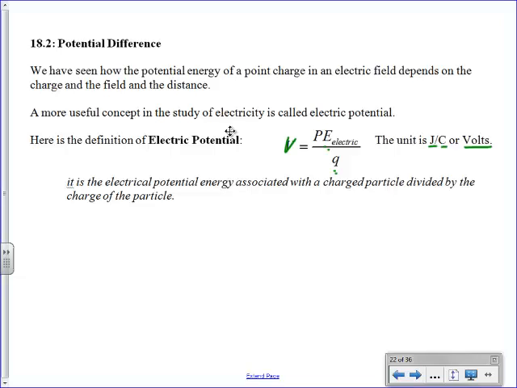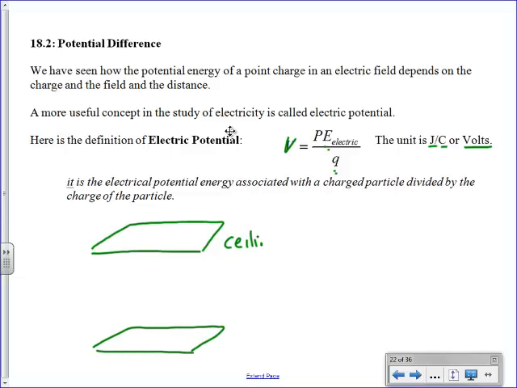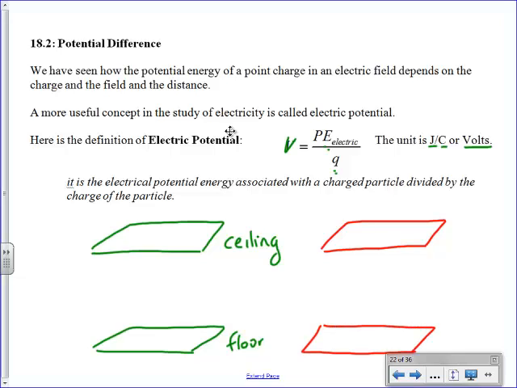Now let's think about why this is a useful concept. I'm going to go back to my gravity analogy, where I have a ceiling and a floor. And again, this is analogous to a uniform electric field created by parallel plates. In this scenario, my ceiling is my positively charged plate and my floor is my negatively charged plate.